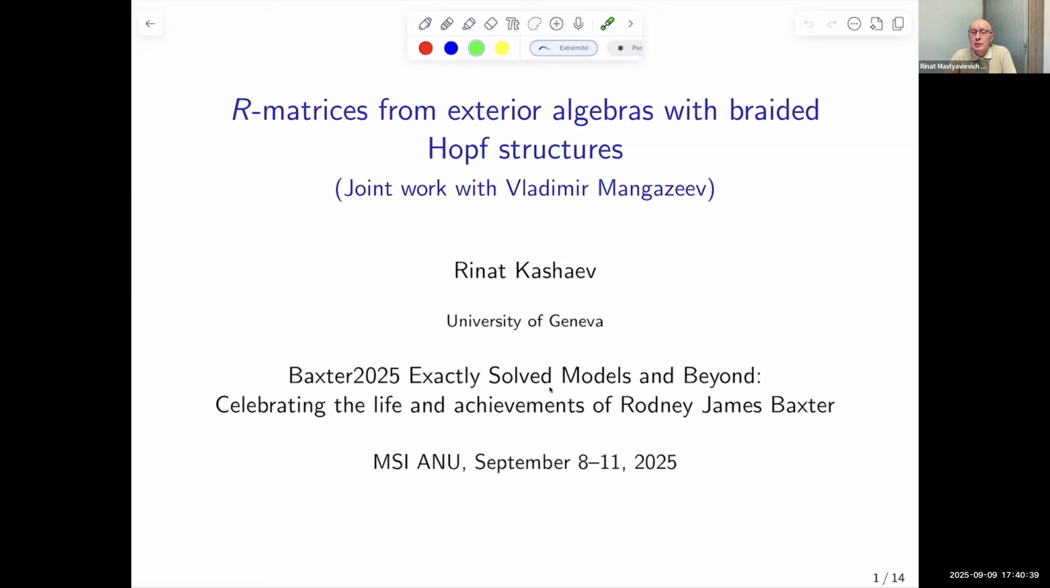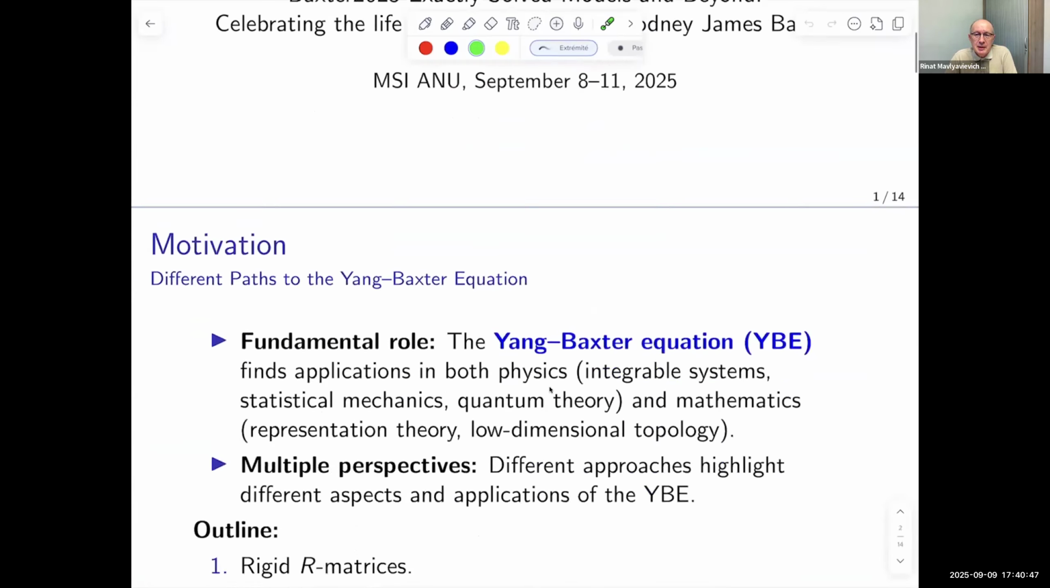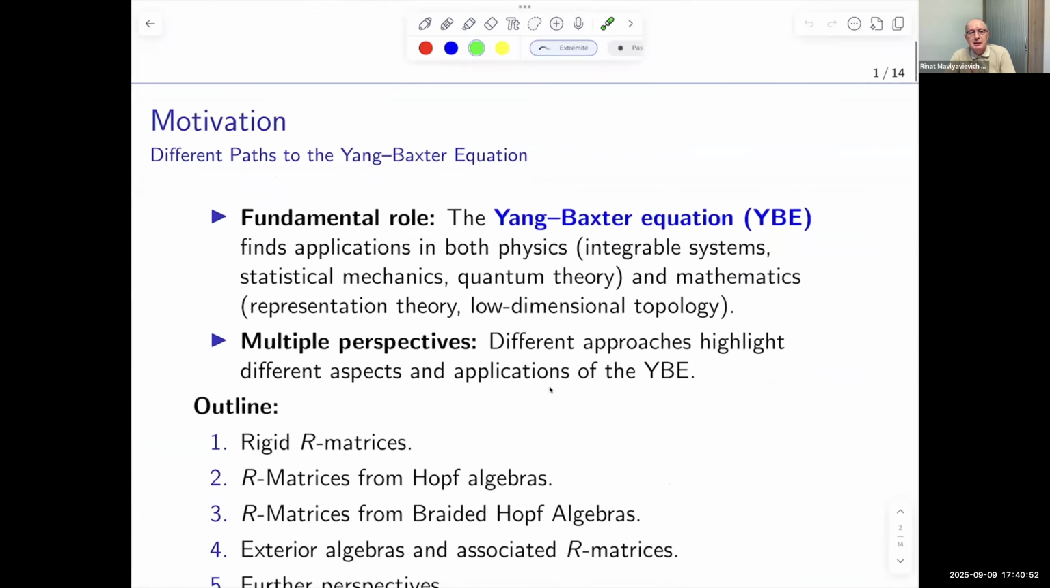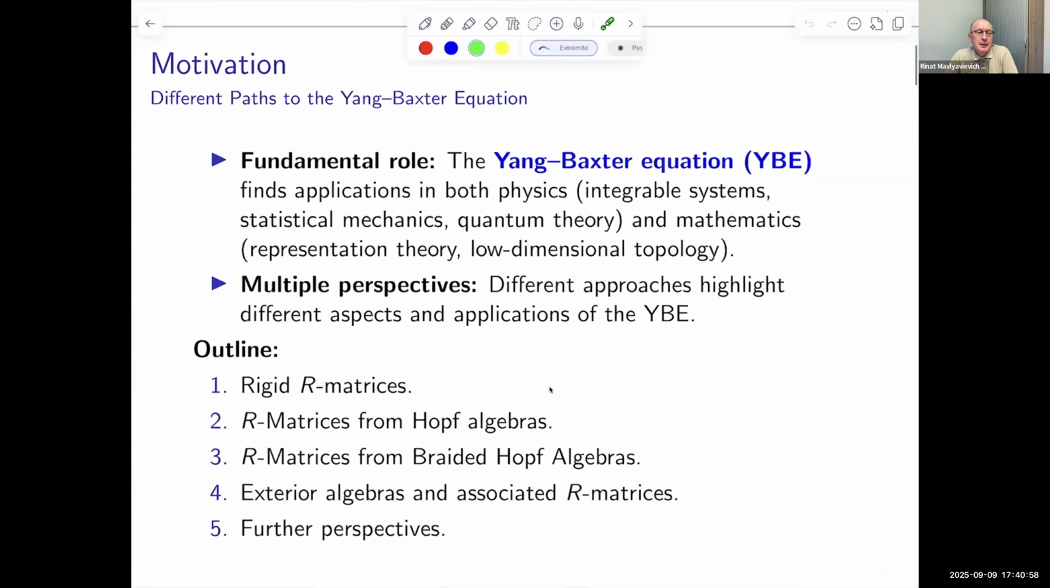So my goal is to talk a little bit about the Yang-Baxter equation. Namely, first of all, I should point out that it will be the constant Yang-Baxter equation, no spectral parameters. And I'm going to describe some alternative ways of constructing solutions.